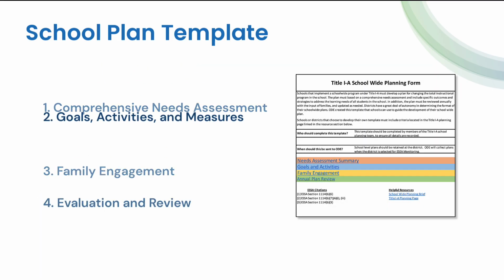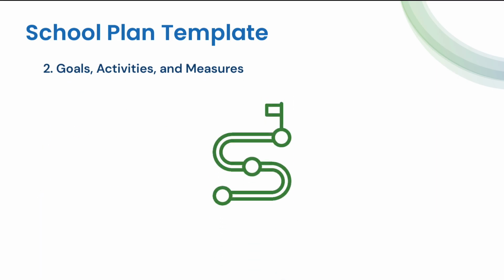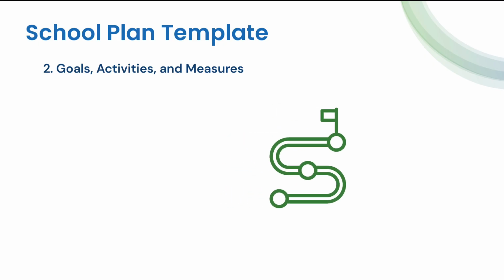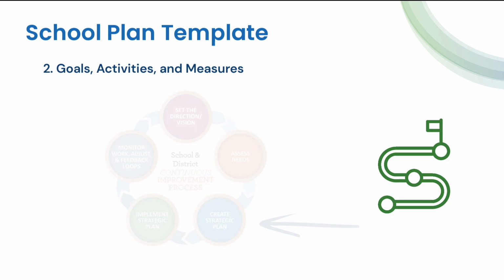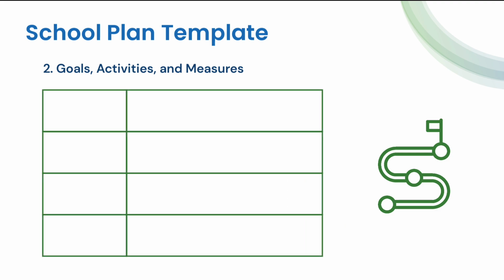The next section of the template is where goals, activities, and measures are described, which aligns with Step 3 of the continuous improvement process. This includes the following: goals and outcomes. What change are we hoping for? Goals and outcomes are the changes in academic achievement, mental and behavioral health, social and emotional supports or policies that affect students, educators, and families.